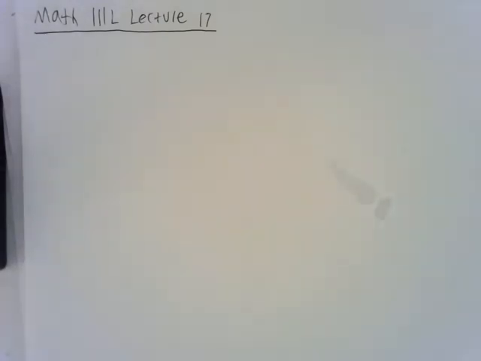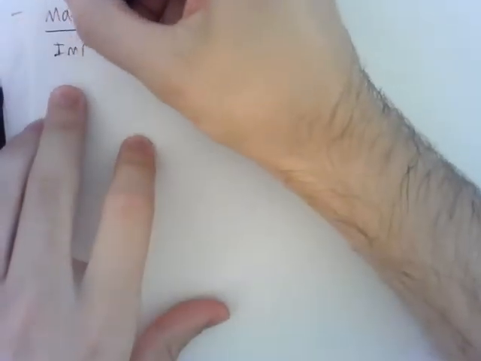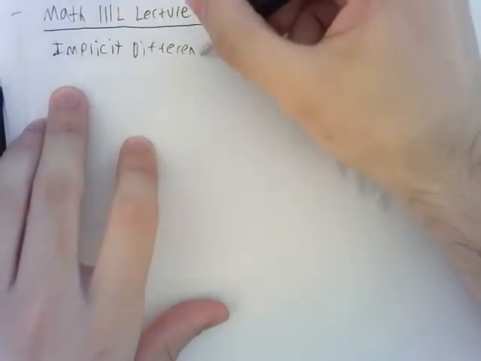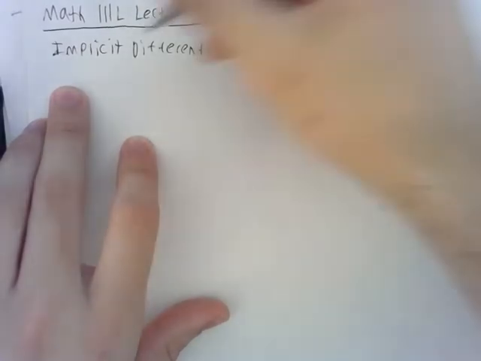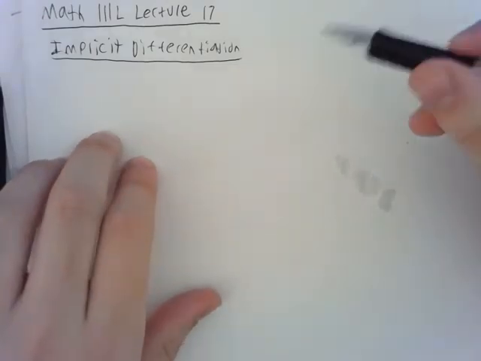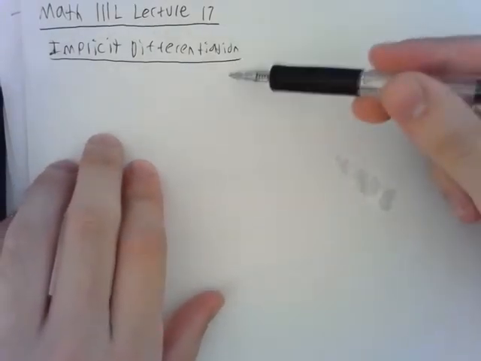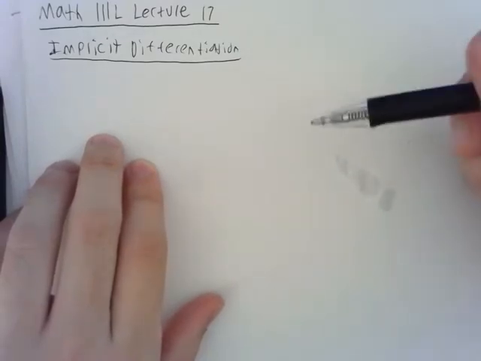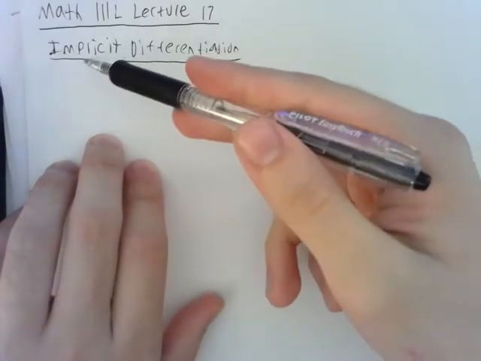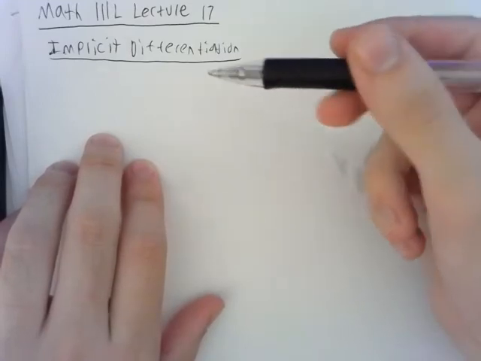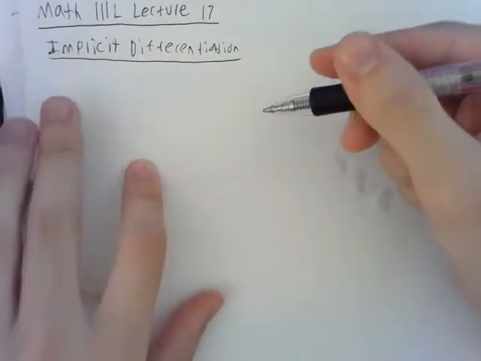Okay, so in this lecture I'm going to be discussing a concept known as implicit differentiation. Implicit differentiation is basically something we actually saw when we were discussing derivatives of inverse functions, where you take the derivative of both sides of an equation. Let's try to understand why this is called implicit differentiation. In order to do that, we need to understand what an explicit function and an implicit function are.